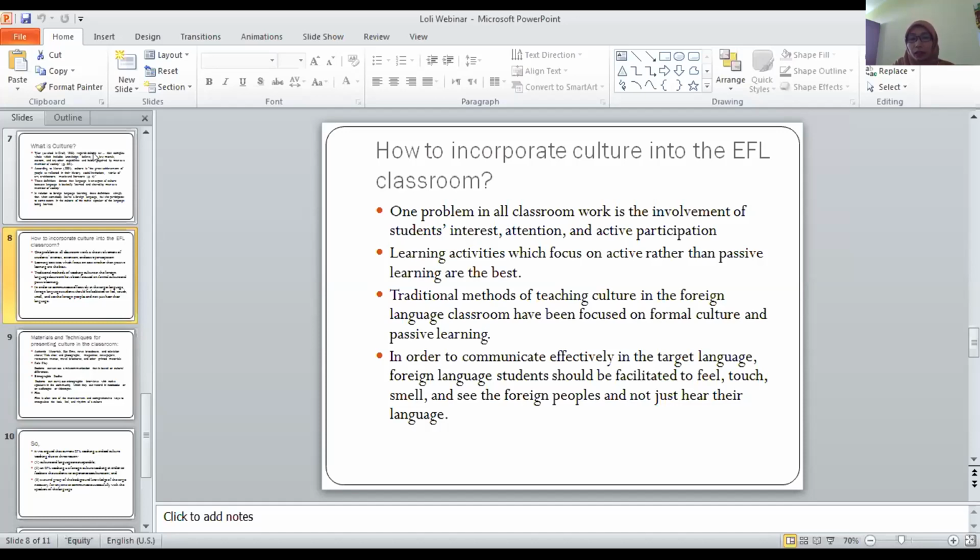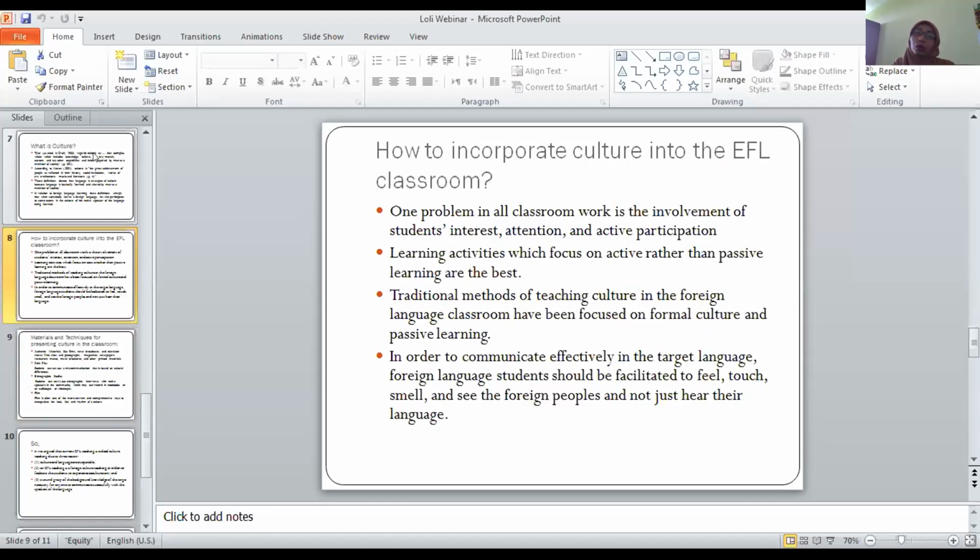So I think that in order to communicate effectively in the target language, foreign language students should be facilitated to feel, touch, smell, and see the foreign peoples and not just hear the language. So it means that when students learn the foreign language, they need to include the cultures in that process of language learning.